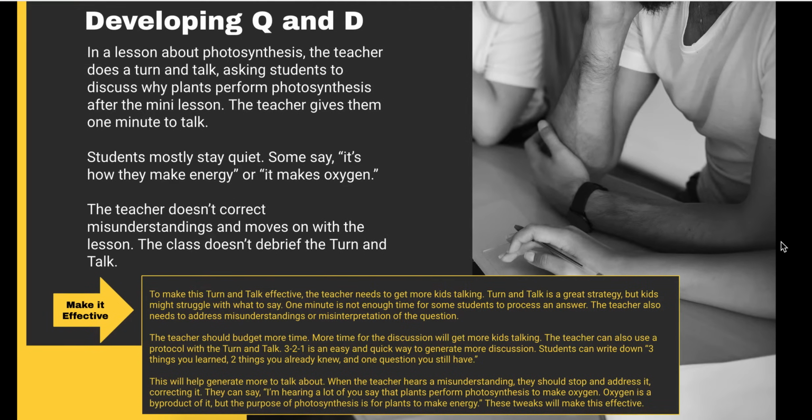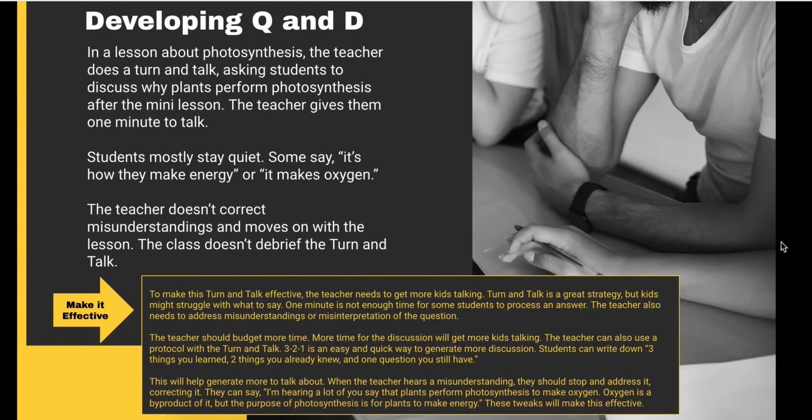Another example, in a lesson about photosynthesis, the teacher does a turn and talk, asking students to discuss why plants perform photosynthesis in the mini lesson. The teacher gives them about 1 minute to talk. Students mostly stay quiet. Some say it's how they make energy or it makes oxygen. The teacher doesn't correct misunderstandings and moves on with the lesson. The class doesn't debrief the turn and talk.